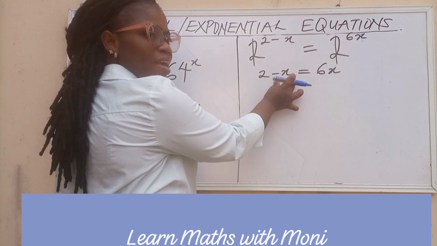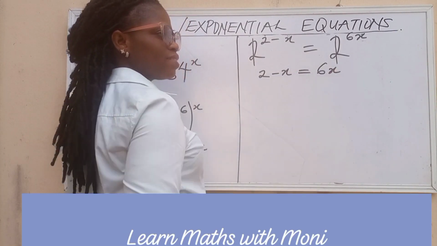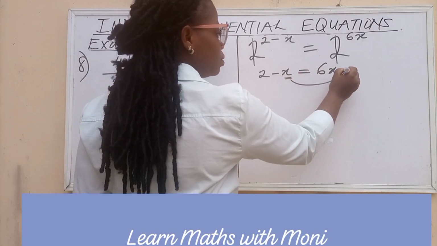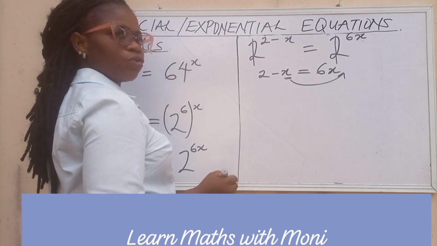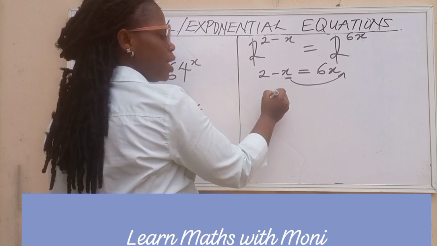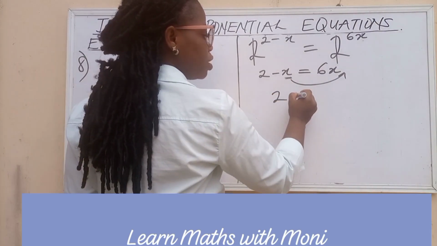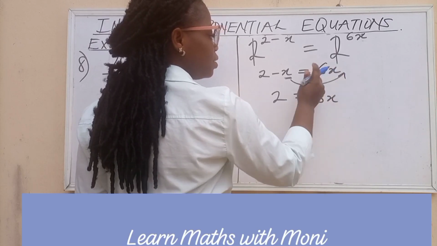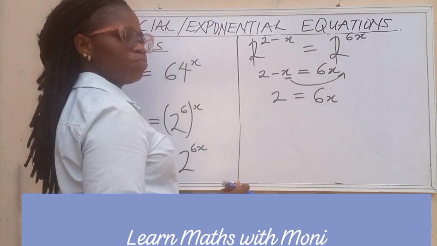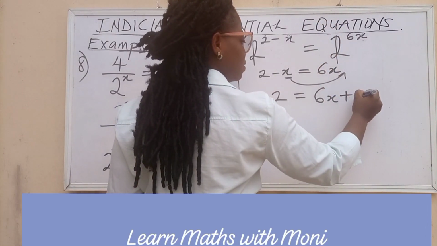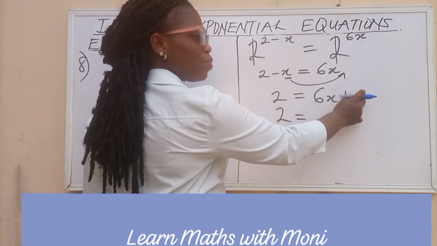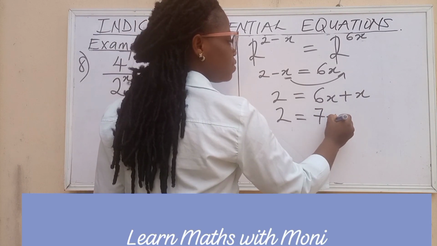There is a term with x here and a term with x here. We can bring them together. Let me take minus x here. So on my left hand side, I am left with 2, which is equals to the right hand side, I have 6x. Then minus x coming to it becomes plus x. 2 equals to 6x plus x, that is 7x.